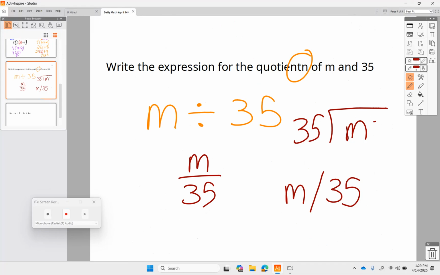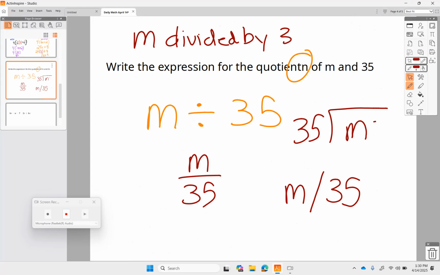M/35 is for a ratio, it's not division. And you're right, that's what's confusing: a ratio is division, but division's not a ratio. Yes, M, the word divided, 35. But when we're asked to write an expression, using the words "divided by" is not an expression. I like that you brought it up.